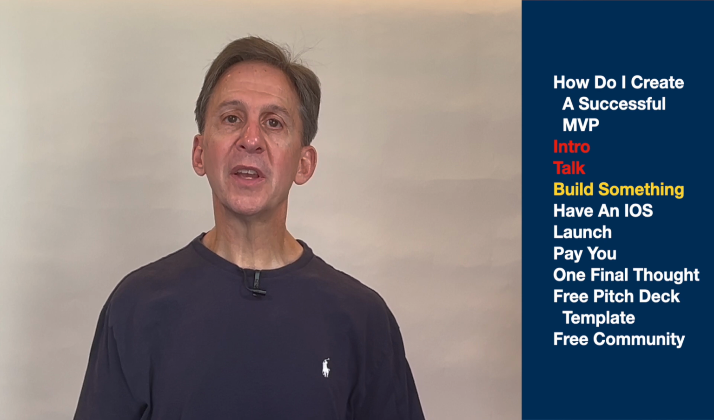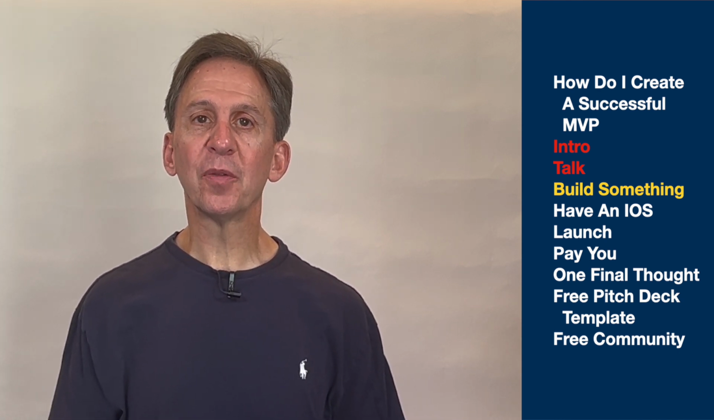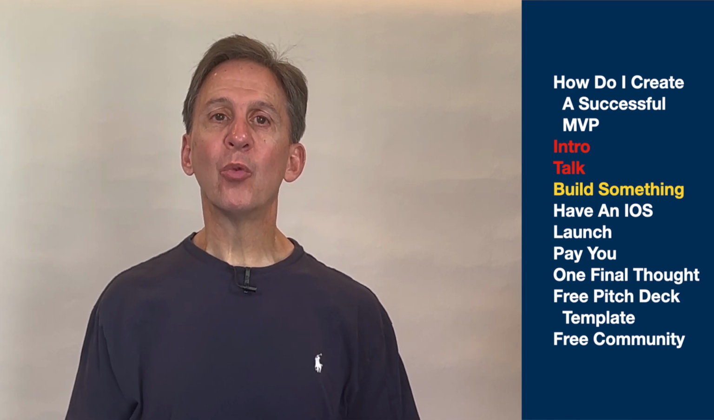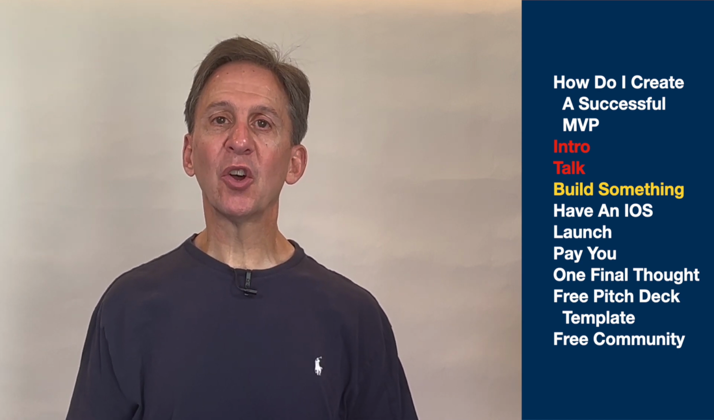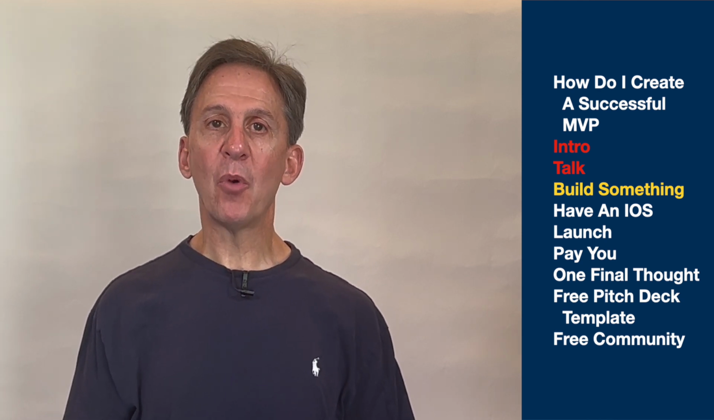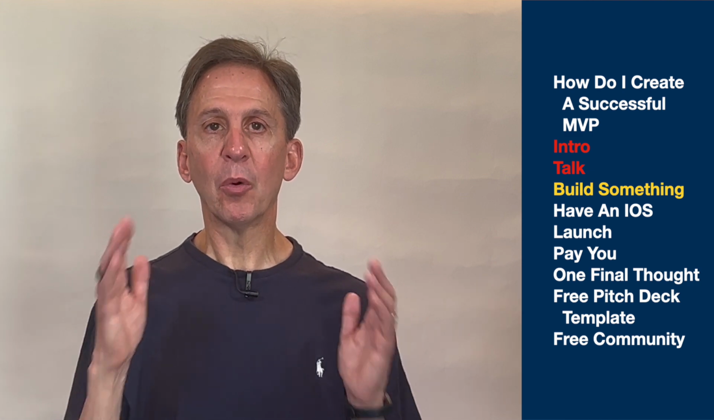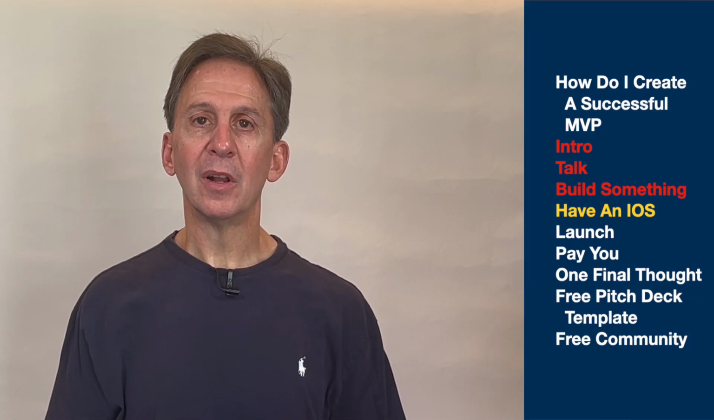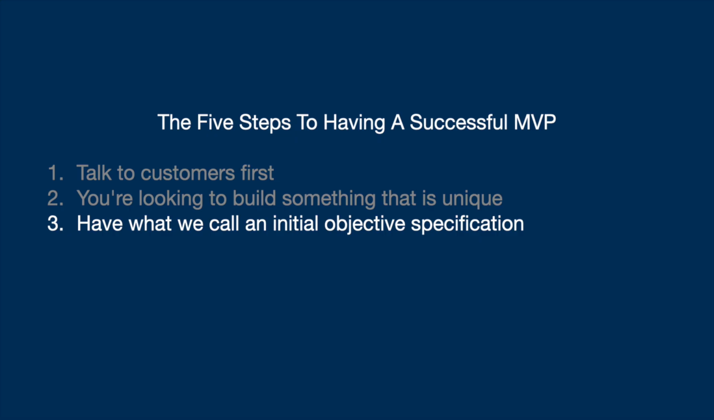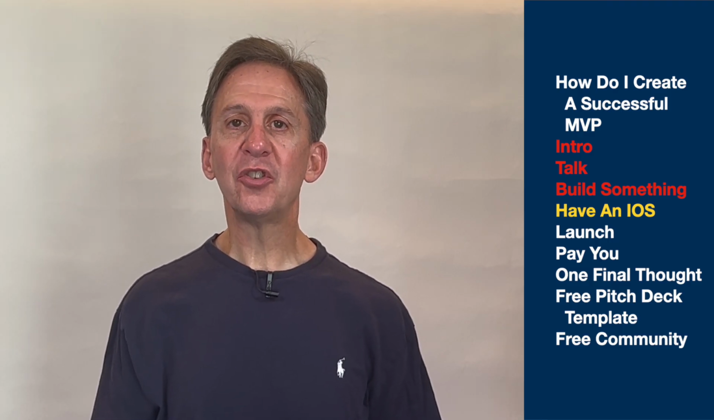We want something that sells, even though it's flawed, even though it's limited, even though it may be really difficult to use, it still sells because of the uniqueness. That's the mark of a disruptive product, and that's what we're after here. Now, let's move on to step number 3 on our list. Number 3, have what we call an initial objective specification. You've gotten all this feedback. Now, you and your team need to agree on exactly what to build.